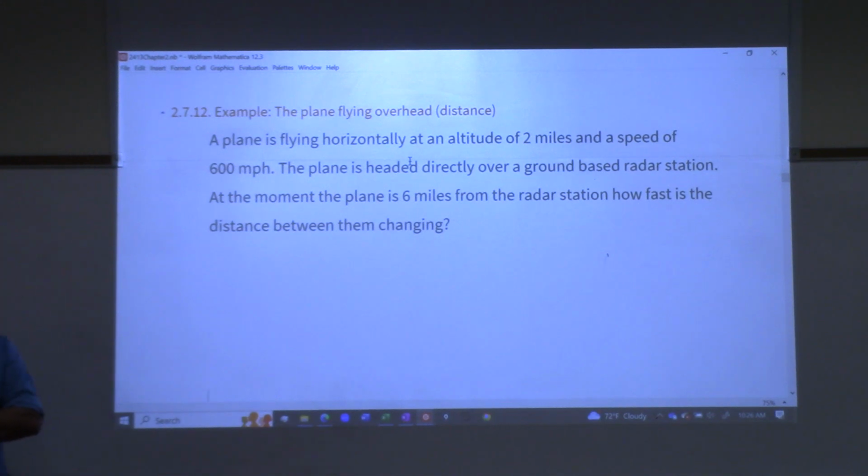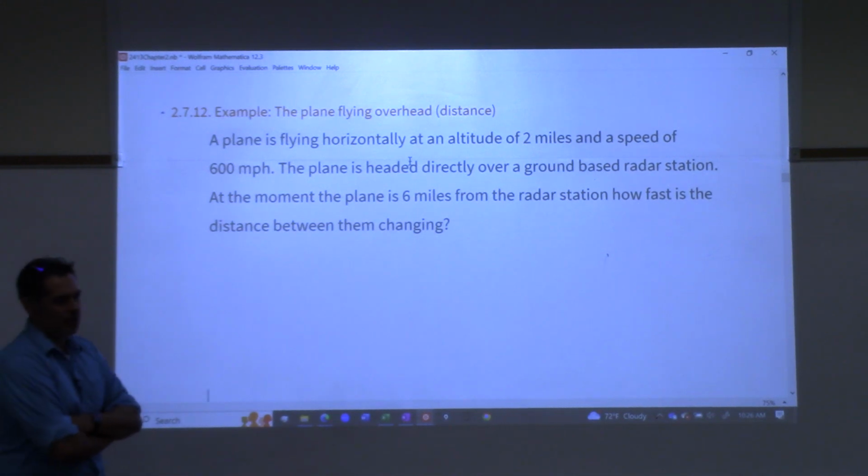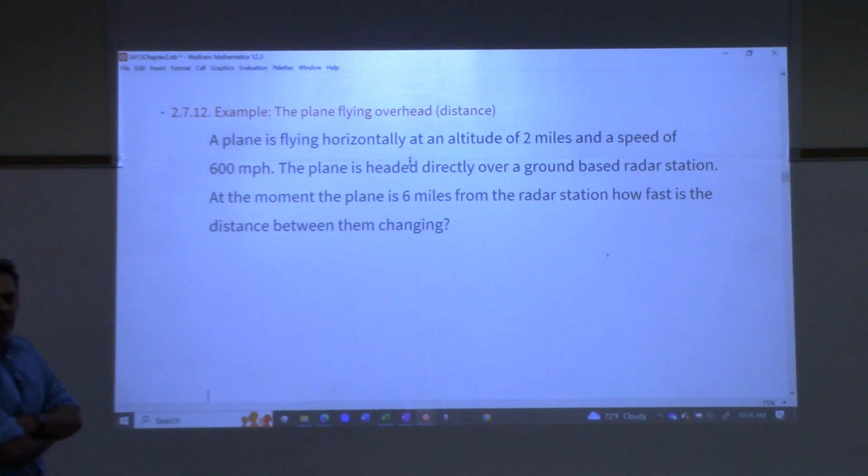It's not a circle or a sphere, right? It's something different now, right? So we are now out of our comfort zone a little bit, right?